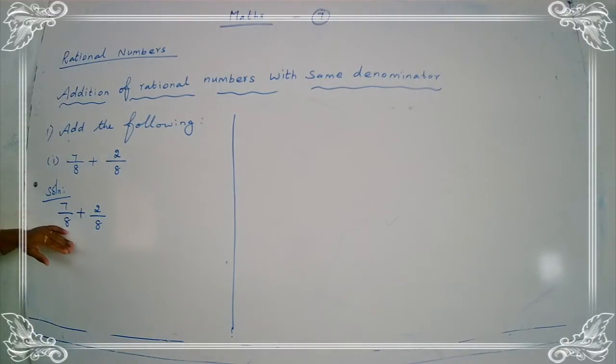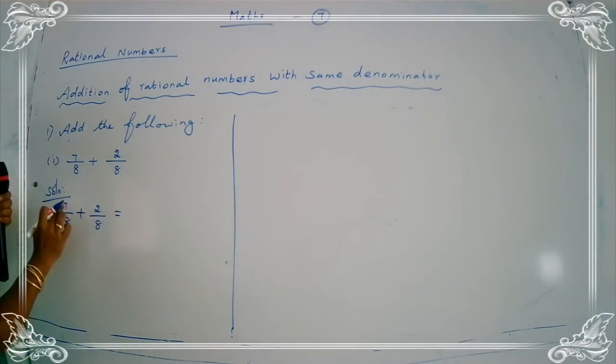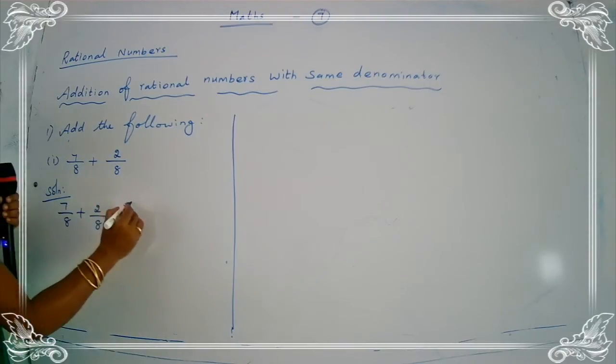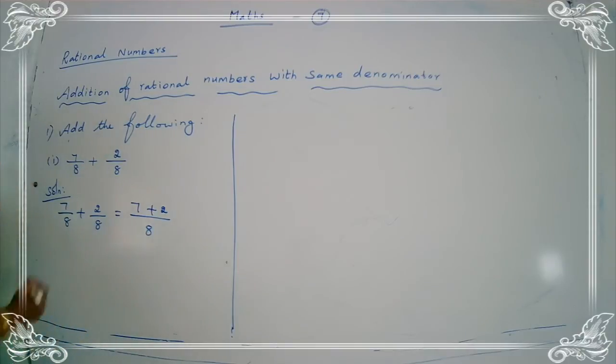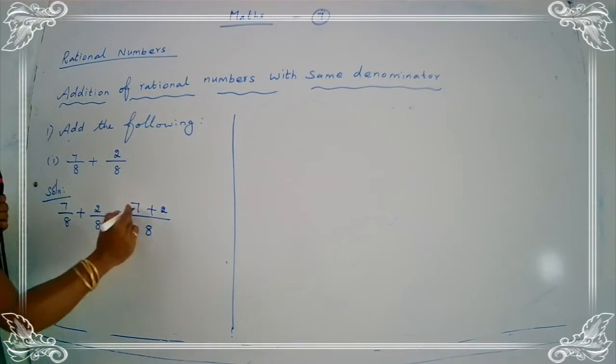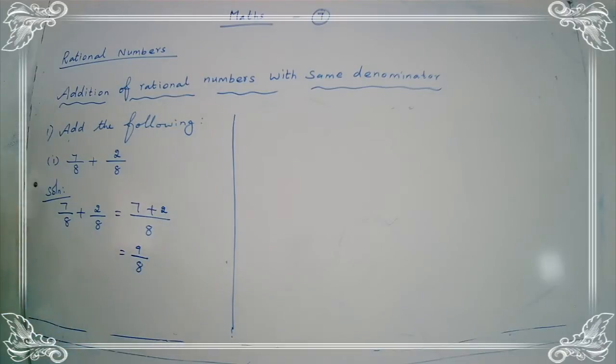Now the next step is add the numerators and retain the same denominator. You have the same denominator, so we add only the numerators. So 7 plus 2 upon 8. So now the answer: 7 plus 2 is equal to 9 upon 8. So your answer is 7 upon 8 plus 2 upon 8 is equal to 9 upon 8. Now the next question, the second one.